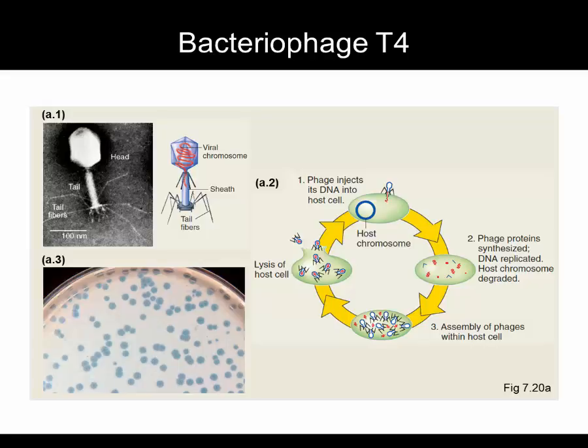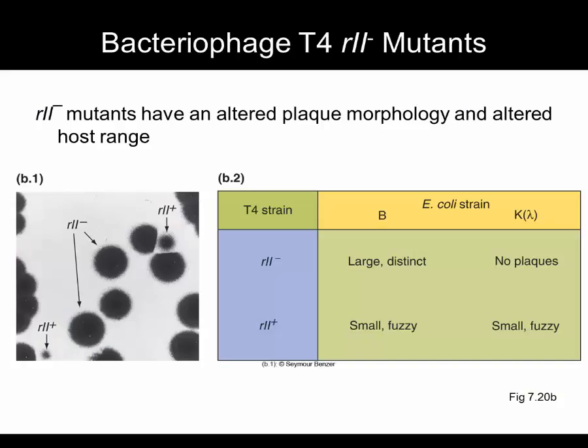They sort of look like the negatives of colonies, and these plaques have different phenotypes that we can use. The characteristics of the plaques depend on both the phage and the strain of E. coli. Wild-type phage forms small plaques with fuzzy edges in both E. coli B and K12 lambda strains. But phage with mutations in an R2 gene form large plaques with distinct edges in E. coli B and can't form plaques at all in K12 lambda.